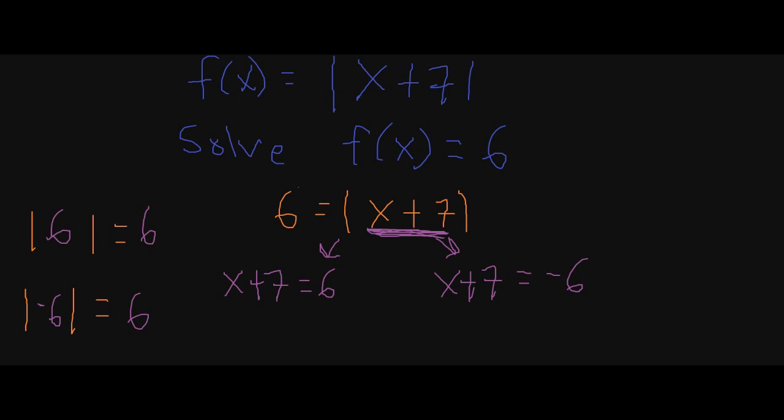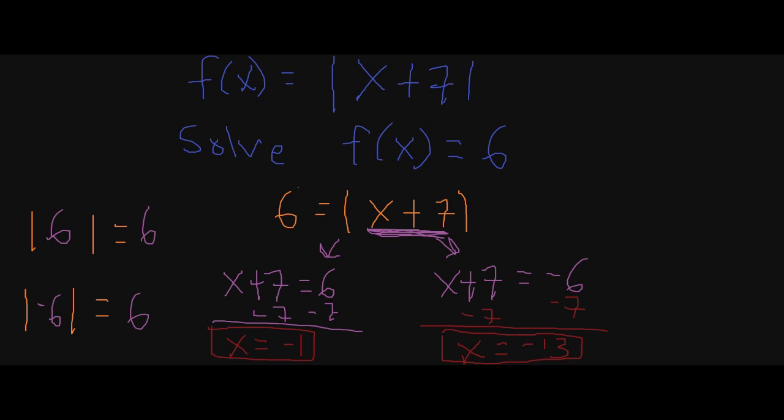All right, what do we do to solve this problem? Well, we subtract 7 from both sides. And we're going to get x is equal to, well, what's 6 minus 7? That's just negative 1. Then we're going to subtract 7 from both sides. And we're going to get x is equal to, what's negative 6 minus 7? Well, that's negative 13.